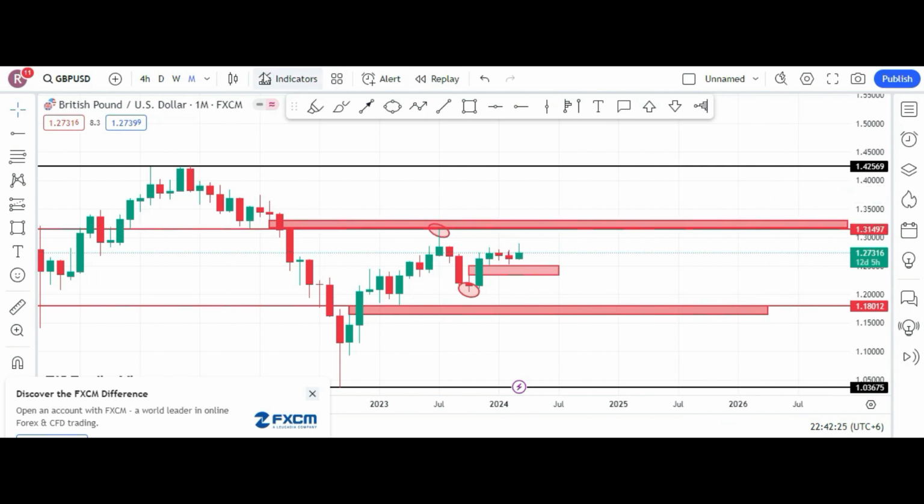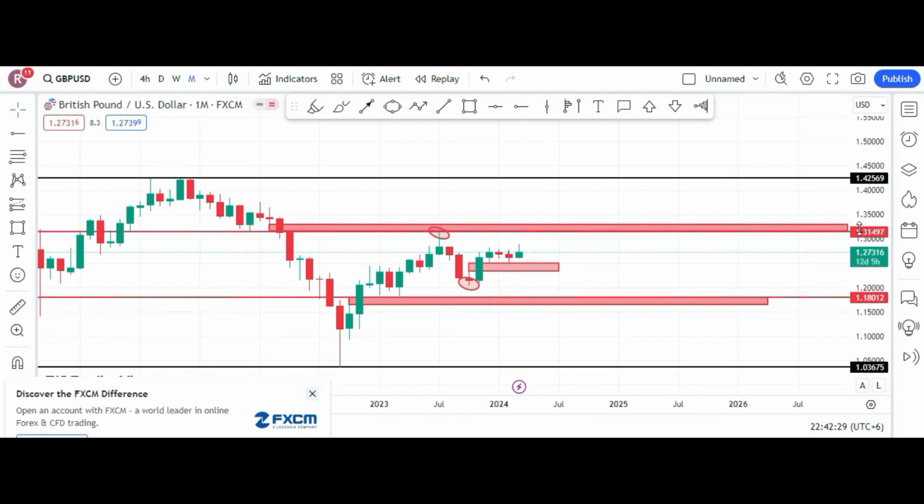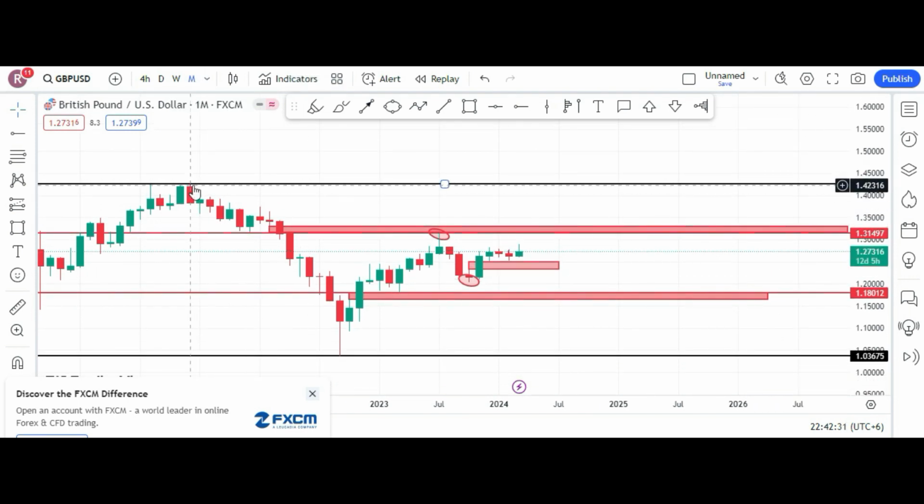Let's do it. GBPUSD, we are currently in monthly time frame, and this is the top and this is the bottom we have. But considering the current situation, we are going to concentrate here mainly.